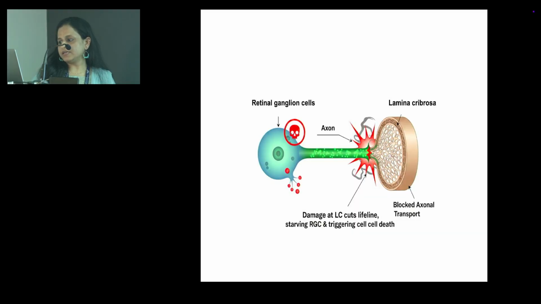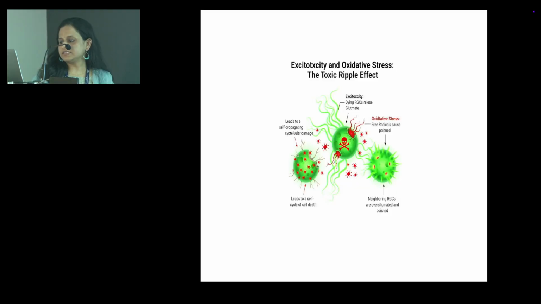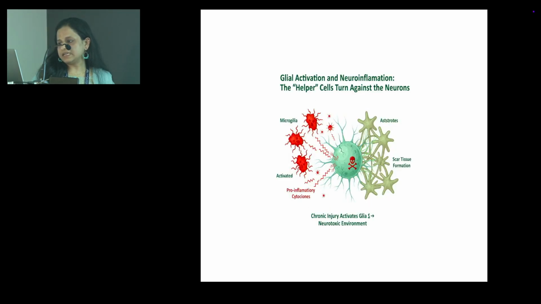And there is a third component, the neurodegenerative component. Whenever there is lamina strain, the retinal ganglion cell axons, which form the nerve fiber layer, face blocked axonal transport, and this damages the axons. Once the RGC axons get damaged, these dying RGCs release glutamate. This glutamate creates oxidative stress. Neighboring RGCs are also overstimulated and they also get damaged. And then glial activation happens. The microglial cells, these helper cells, turn against their own neurons.